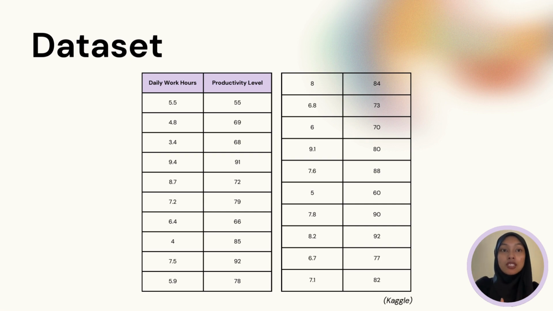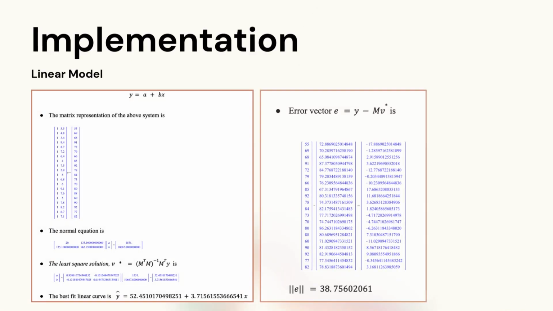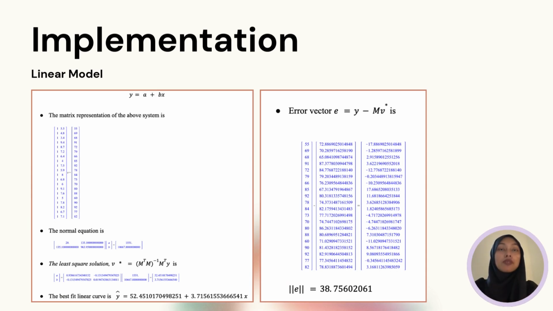Hi, Assalamualaikum warahmatullahi wabarakatuh. My name is SABARINA binti SHAPIE. My student ID is 2021887988. So I will continue to present about the dataset that is used in this study, which is the dataset of daily work hours, which is used as X values, and the productivity level, which is Y values for this group study. This dataset is obtained from the website Kaggle. And then we move to the implementation part.